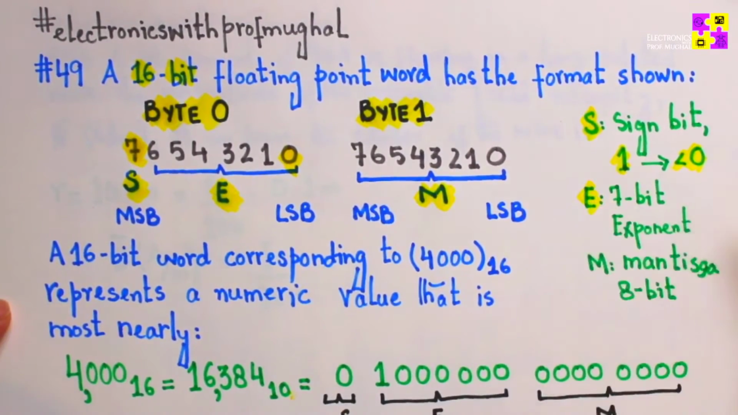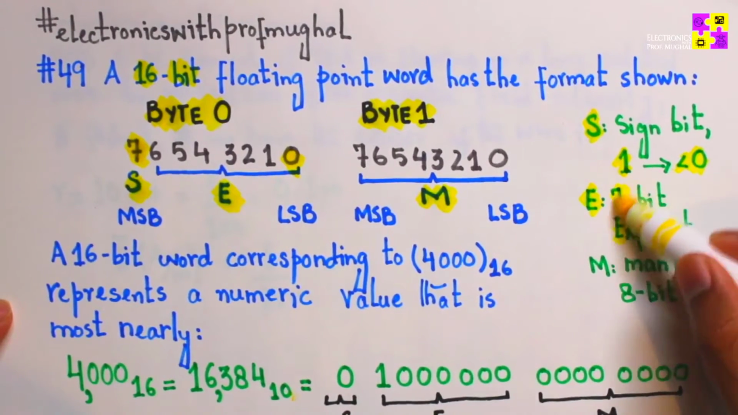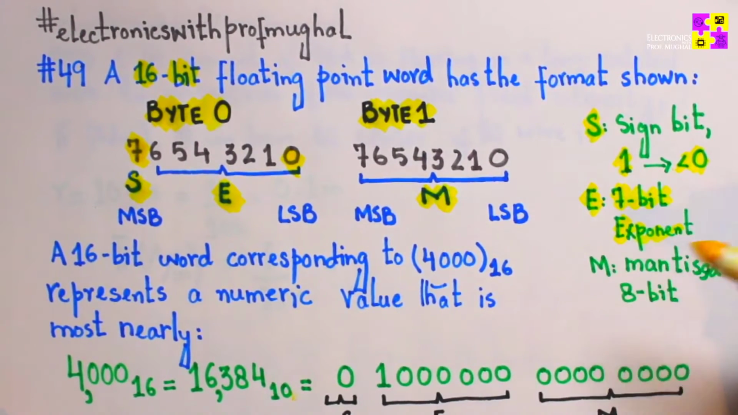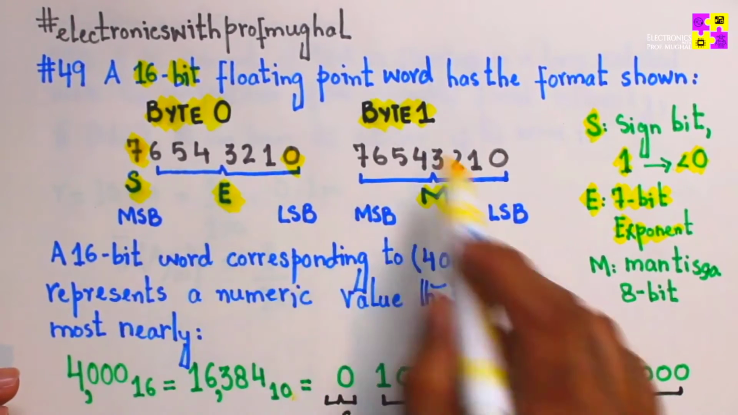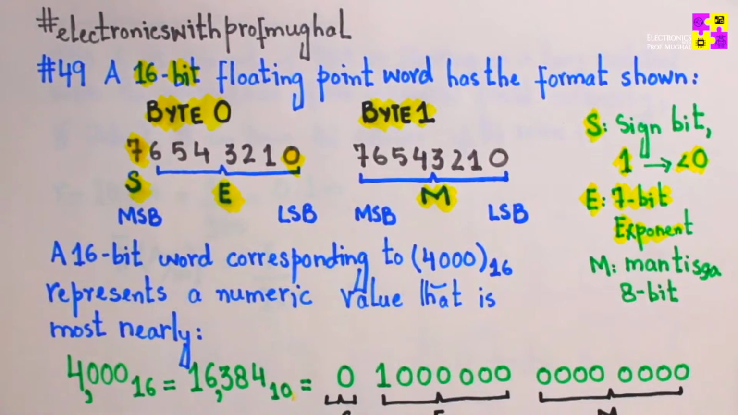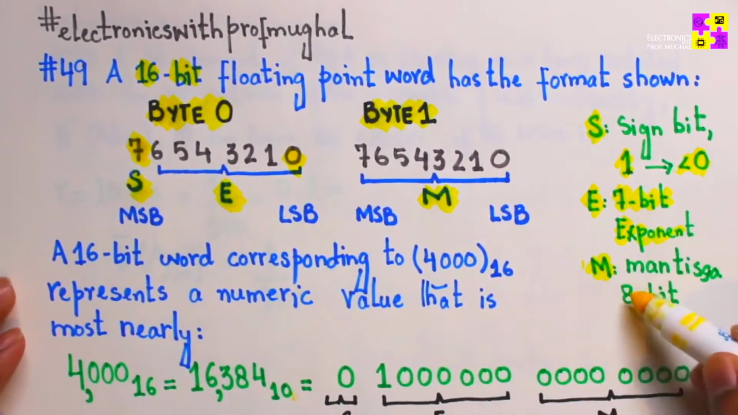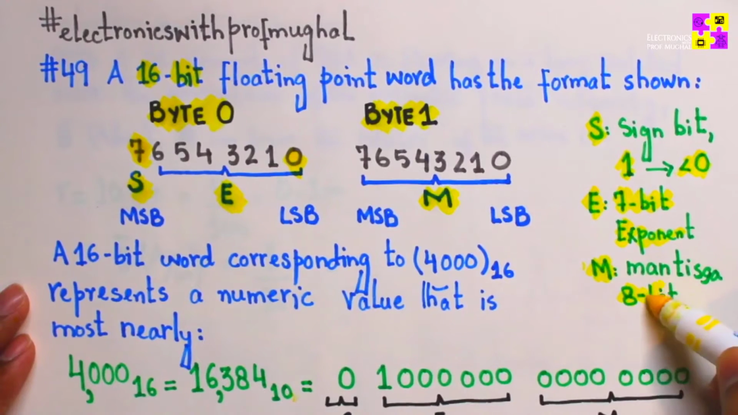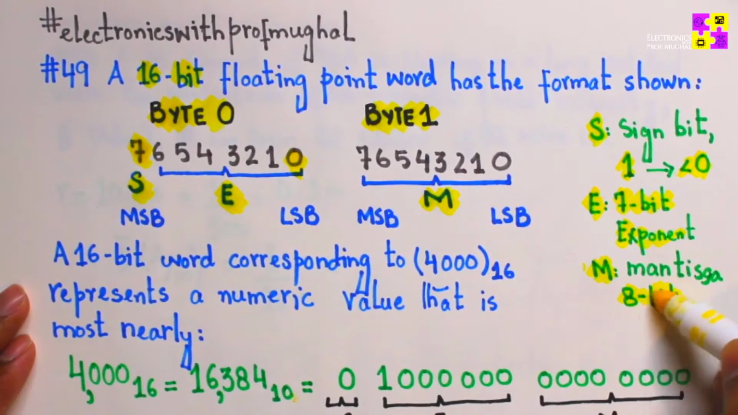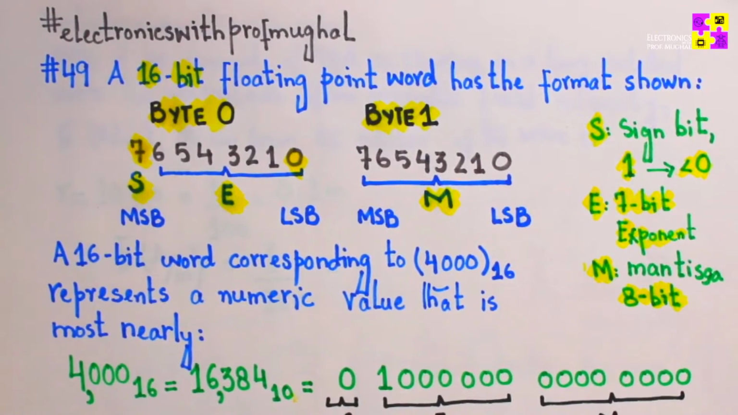Similarly, E is the exponent, and it is 7 bits. We want to include positive and negative numbers in this 16-bit data, and therefore we choose a bias. I'll talk more about that later. And lastly, the mantissa is 8 bits, and usually it's just the fractional part.